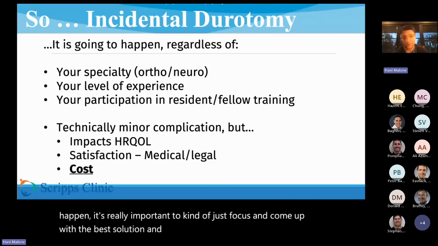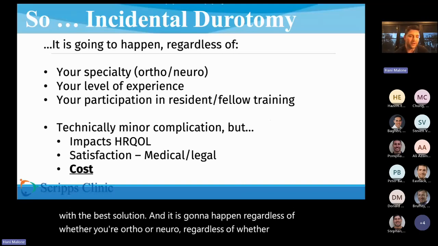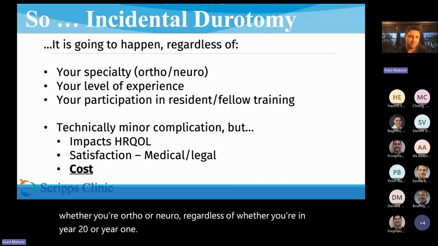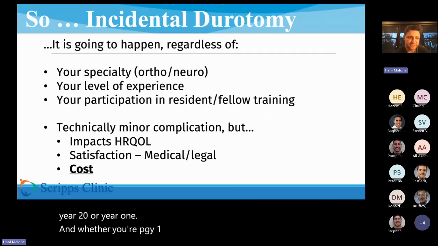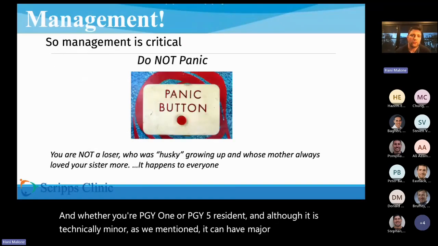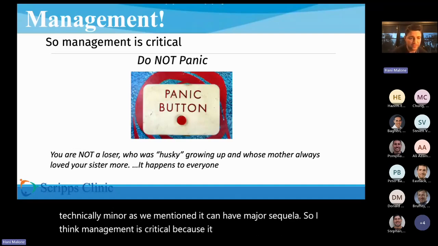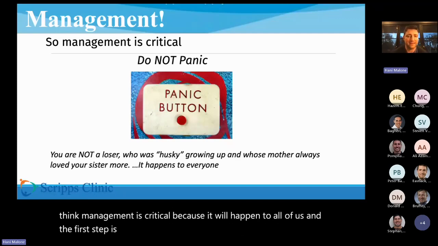And it is going to happen regardless of whether you're ortho or neuro, regardless of whether you're in year 20 or year one, and whether you're a PGY1 or a PGY5 resident. And although it is technically minor, as we mentioned, it can have major sequelae. So I think management is critical because it will happen to all of us. And the first step is just not panicking, especially early on in practice.